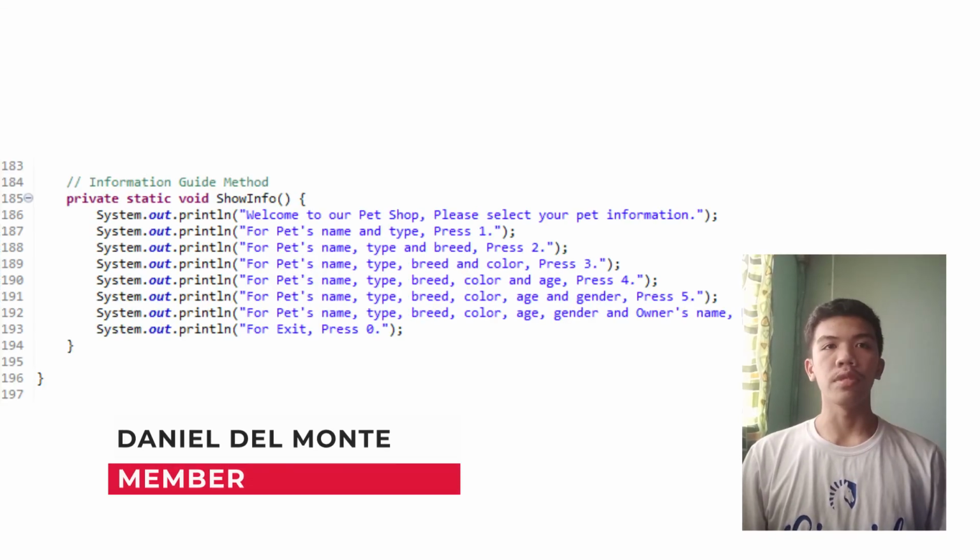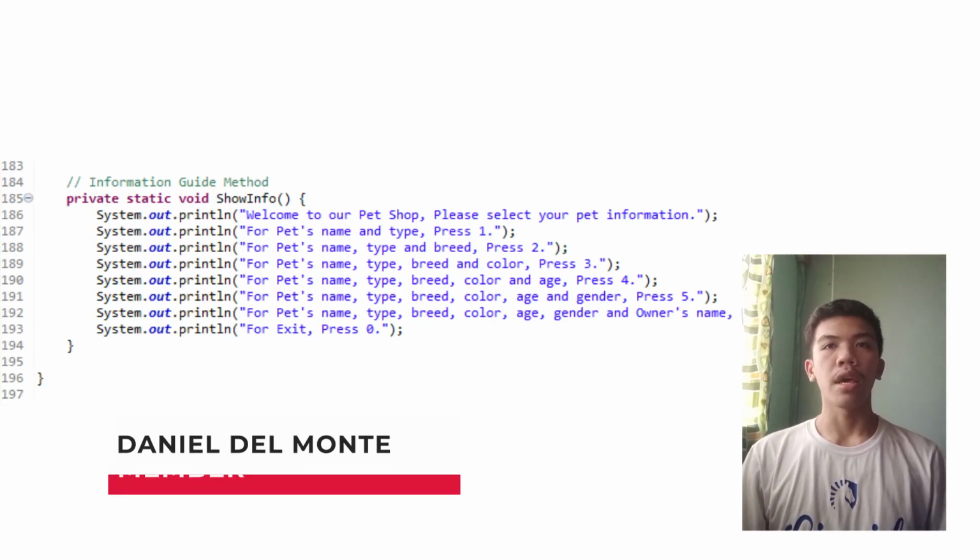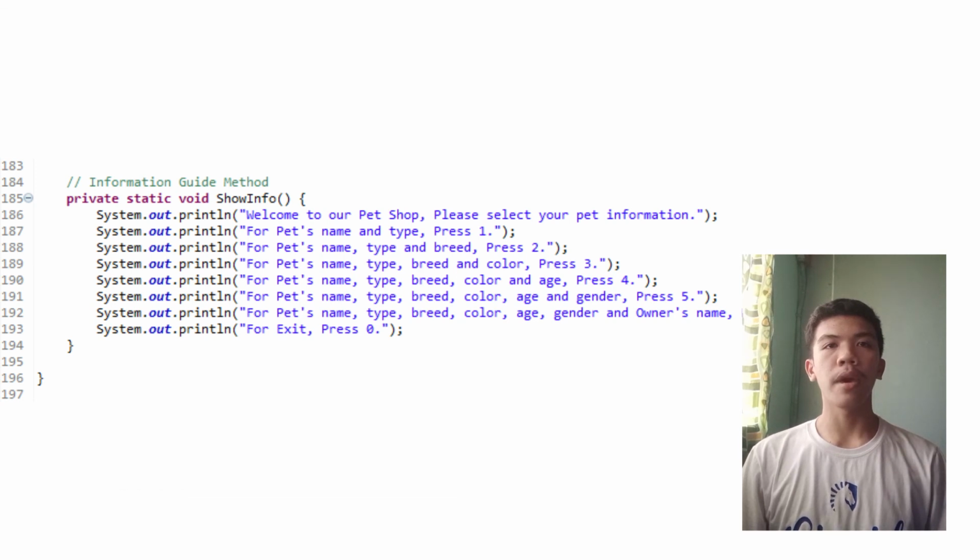Good day, Sir Janus. I am John Daniel Del Monte, and I will be discussing the showInfo method and the creation of objects in our program. We developed a method called showInfo that does not return anything but prints the user information guidelines. We call the method from within the while loop so that the program always displays the encoding menu and stops if the user inputs the number 7 to terminate the program.